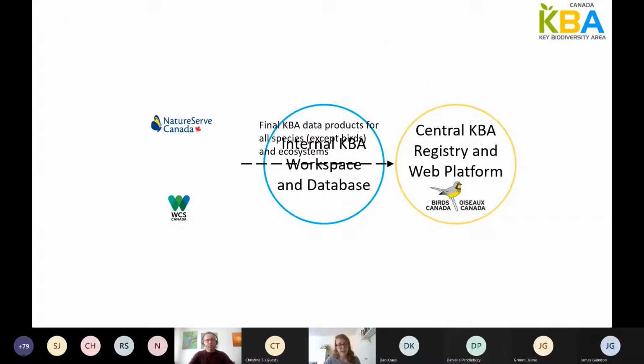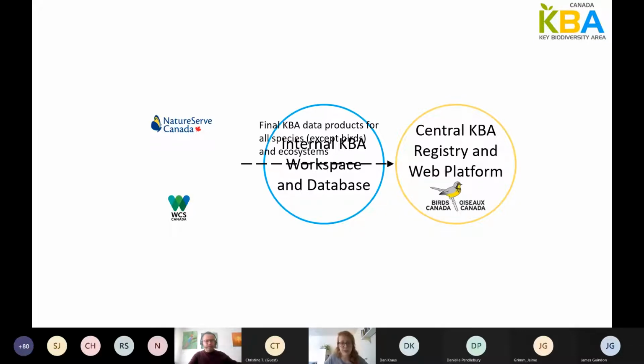But of course, it doesn't end there. We want to share the data even more widely. And so the data products that are in this database then get shared in their final form with Birds Canada and their central KBA registry. The data that flows between these two databases is for non-bird species. Bird analyses happen in the central registry itself, and also for all ecosystems.